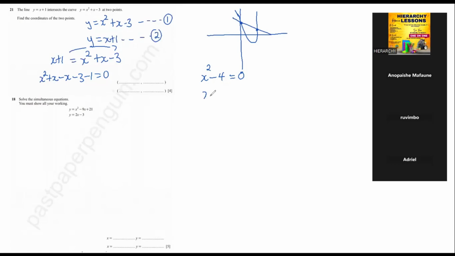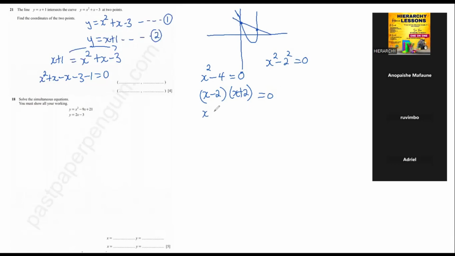x minus 2 equals 0, or x plus 2 equals 0. So you use the difference of two squares, right? x squared minus 2 squared is equal to 0. So that's the difference of two squares. If you factorize that, it becomes x minus 2, x plus 2 is equal to 0.